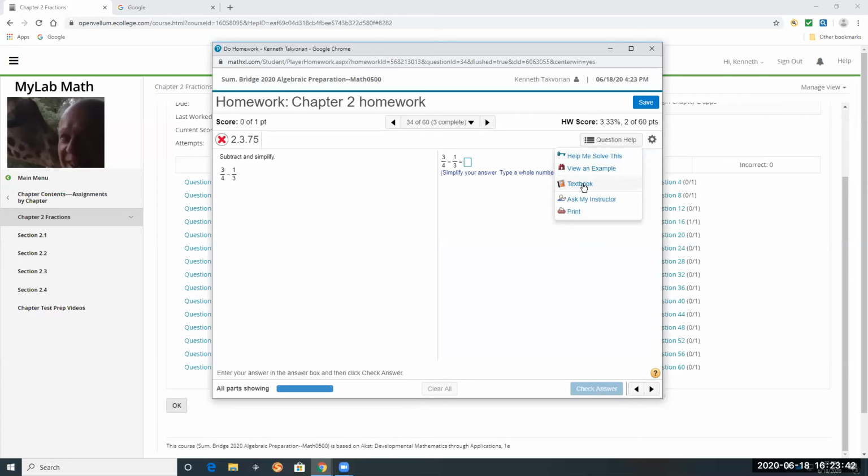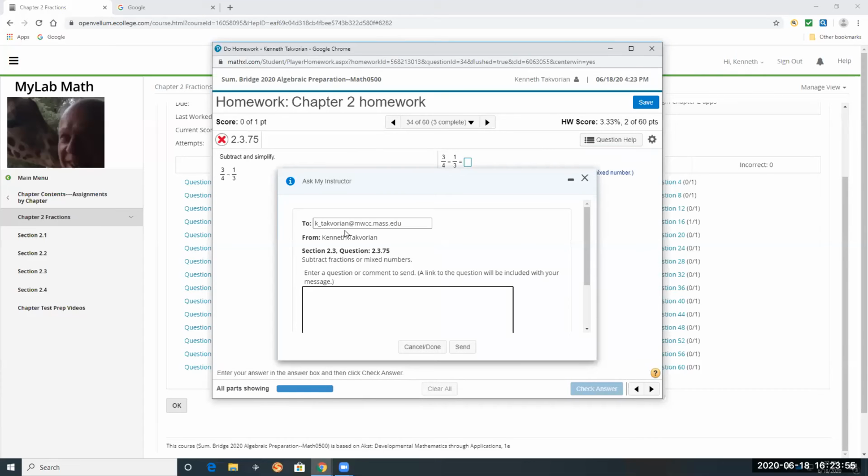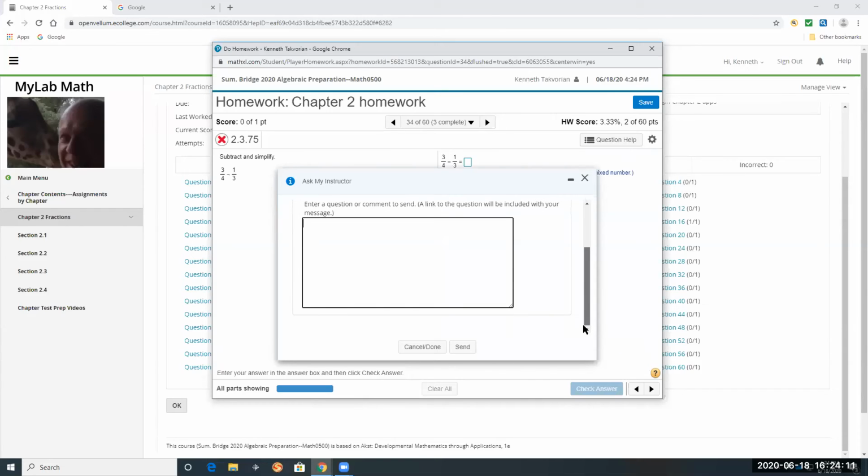Sometimes we refer to the textbook. Sometimes we refer to a video or an animation. And if you're really desperate after you've tried all of the above help screens, you send this problem to your instructor. You don't have to know his email address. You don't have to spell out which problem it is. All you do is give me some information on the trouble you are having, send it to me, and I will get back to you trying to assist you in understanding the particular skill that you're missing.